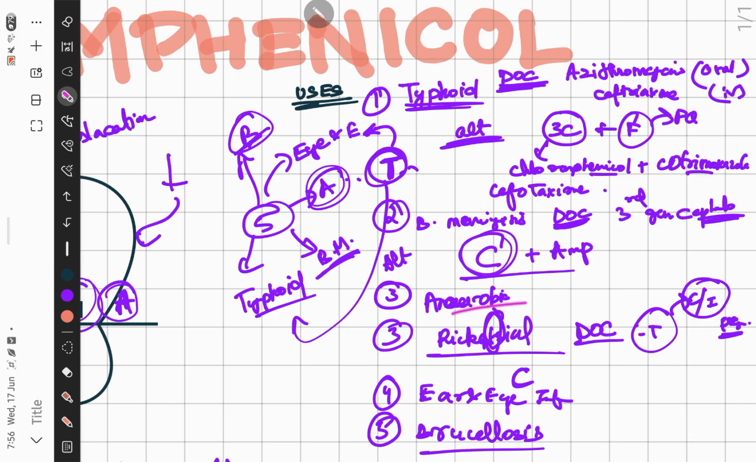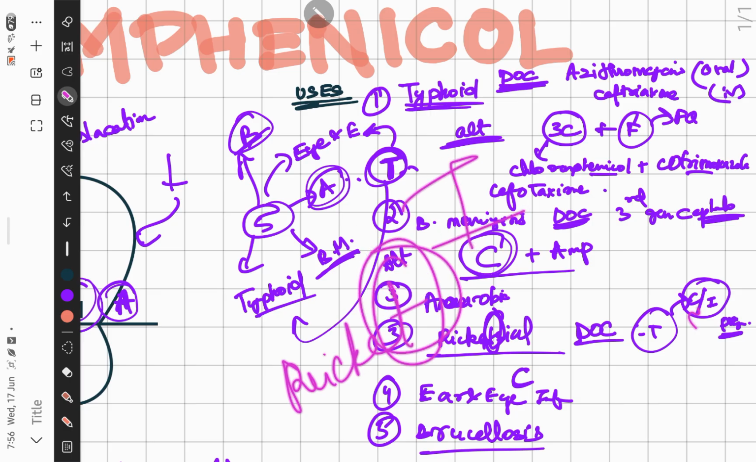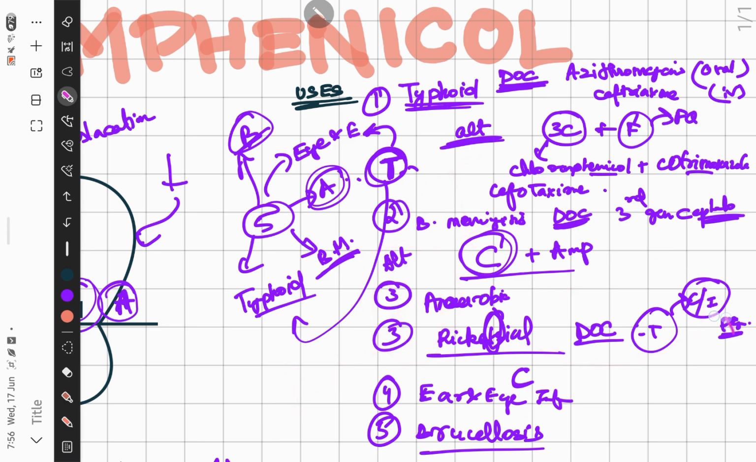Next we go for anaerobic infections. It is most effective, and can be used along with metronidazole also. In rickettsial infection, T for tetracycline. The drug of choice is tetracycline, but when tetracycline is contraindicated, as in pregnancy and childhood, you use chloramphenicol. Topical is for ear and eye infection. In brucellosis also the drug of choice is tetracycline. Whenever tetracycline is contraindicated, you use chloramphenicol.